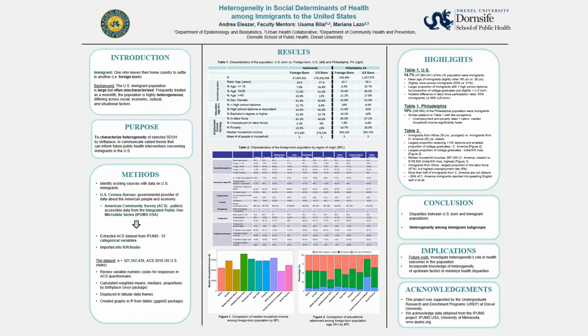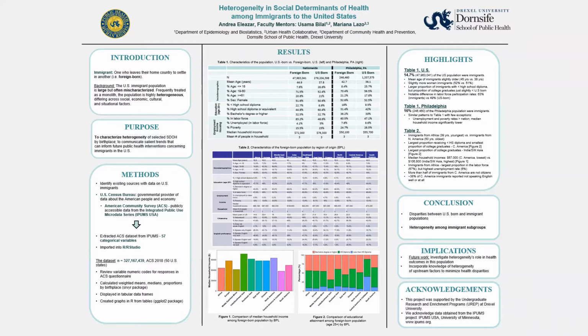So our goal for this project was to create a comprehensive, more detailed profile of the immigrant population by characterizing the social determinants of health. We used census data from the 2018 American Community Survey, which we obtained from the IPUMS USA database. The tables and figures on this poster are a result of our data analysis, which was conducted in R.